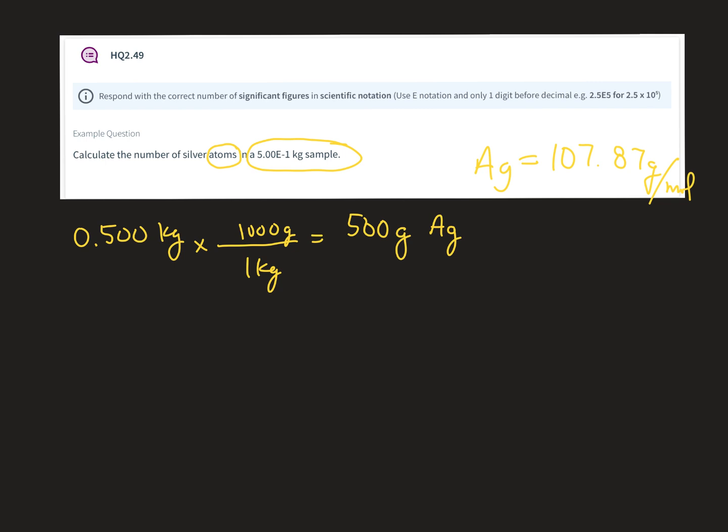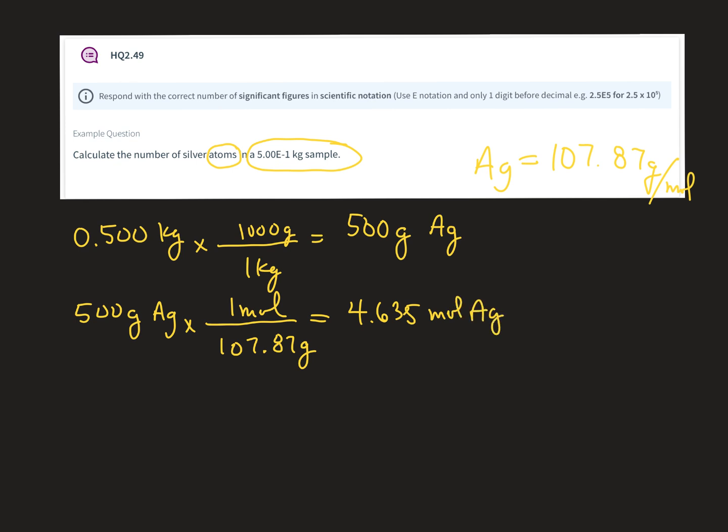So the next calculation, I have 500 grams of silver, and I know for every 107.87 grams of silver, I have 1 mole of silver, right? That came from the periodic table of the elements. So I have 4.635 moles of silver.